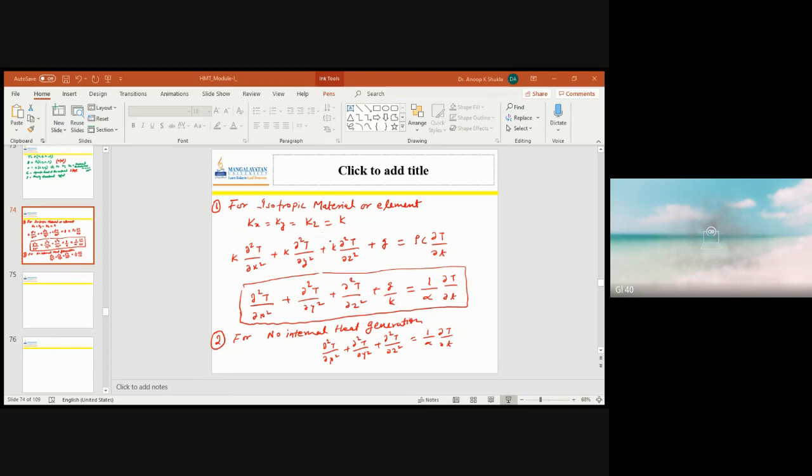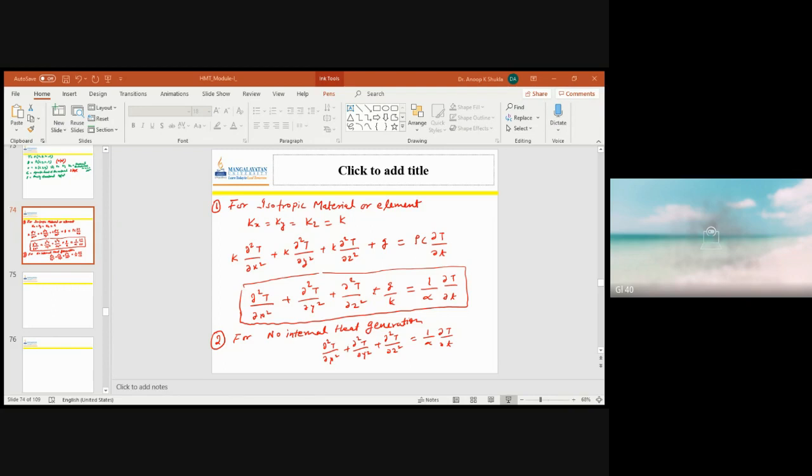So this equation is called Poisson's equation. This equation is the three-dimensional differential equation for steady state heat conduction with constant thermal conductivity.